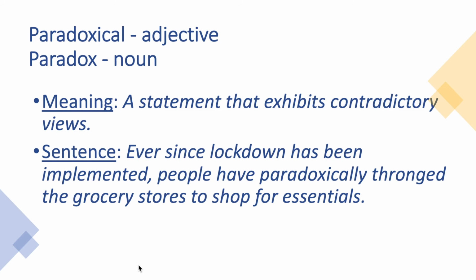In this lesson, I used a word called paradoxical. It is an adjective. The noun form of this word is paradox. The meaning of this word is a statement that exhibits contradictory views. The sentence that I've created is, ever since lockdown has been implemented, people have paradoxically thronged the grocery stores to shop for essentials. Which means, on the one hand, lockdown has been implemented for social distancing and to avoid large gatherings. On the other hand, a lot of people have gathered in the grocery stores to shop for their essential commodities. Hence, this is a paradoxical situation.